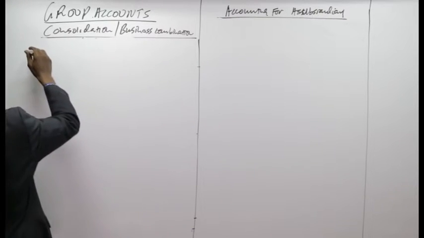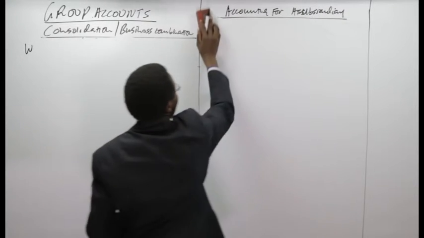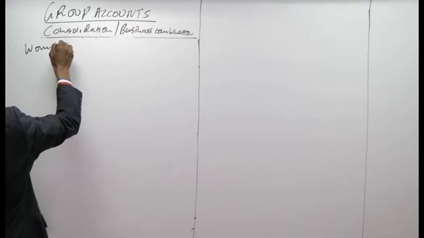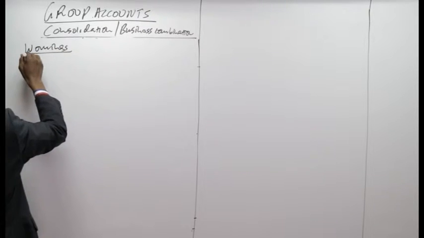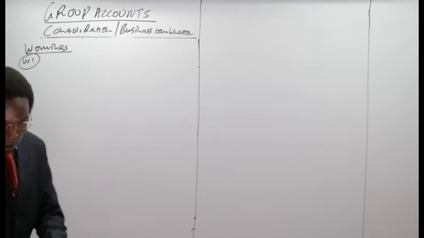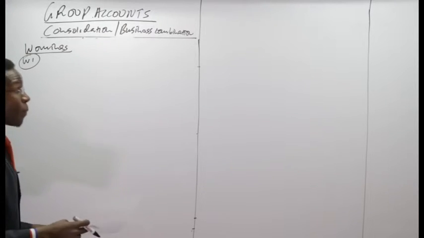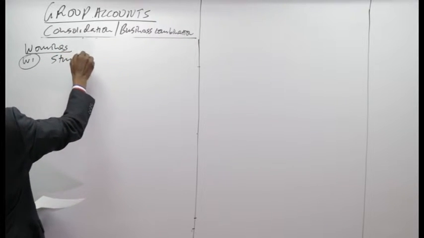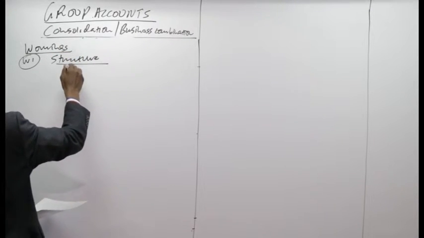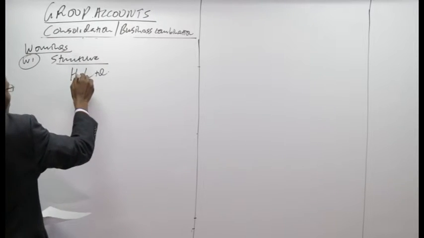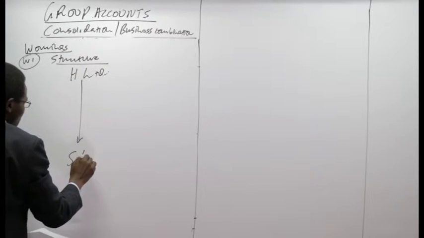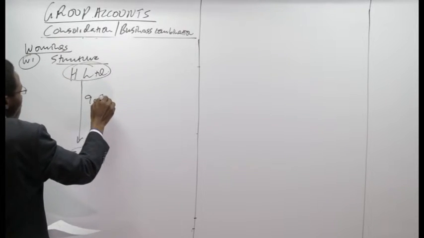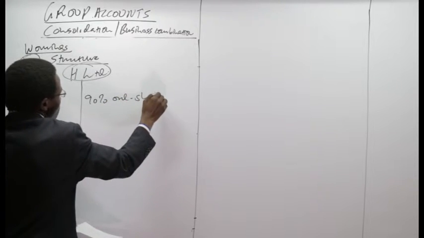Now we come to the workings. Remember, we are still talking about accounting for a subsidiary. What are the workings that will be required? One, the percentage of control is less than 100%, 90%. Our structure is where H Limited has acquired 90% of the ordinary shares of S Limited.